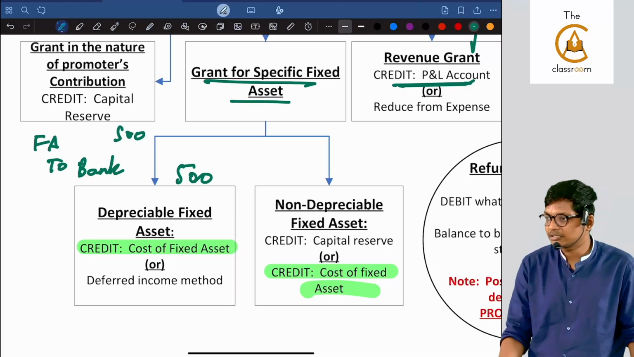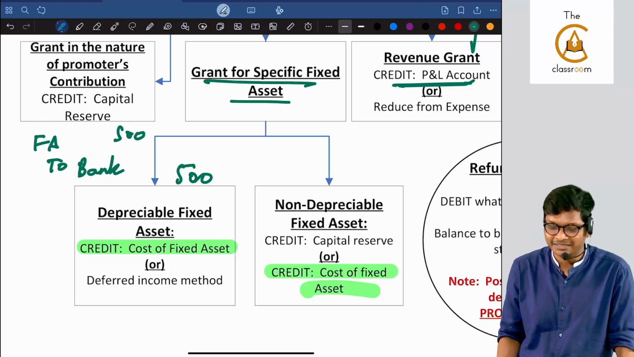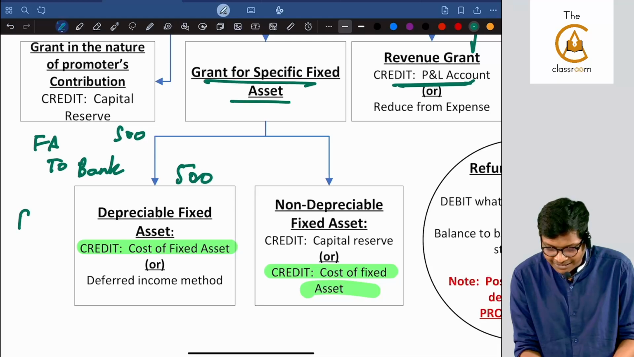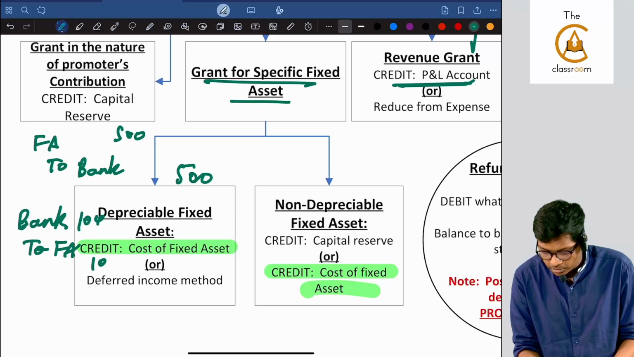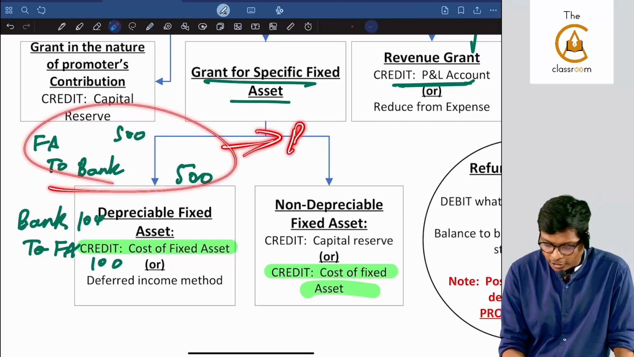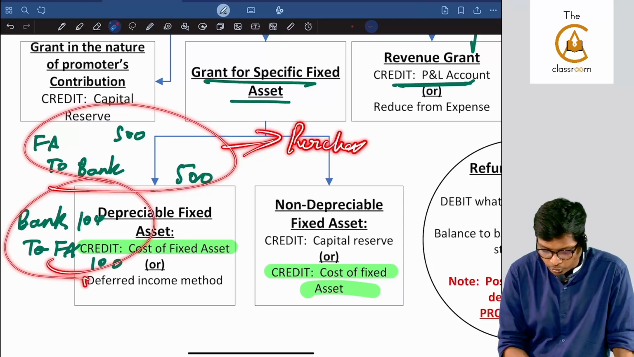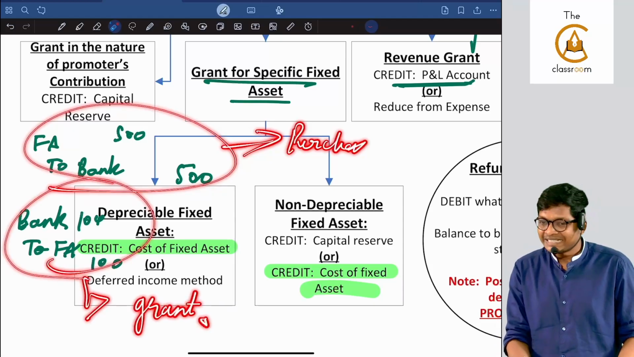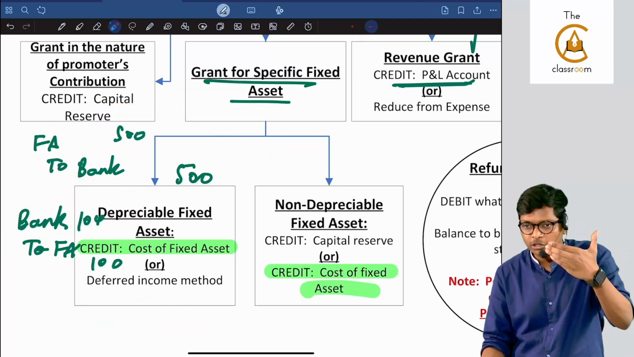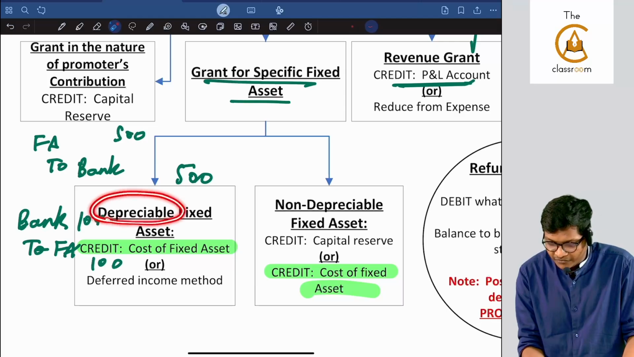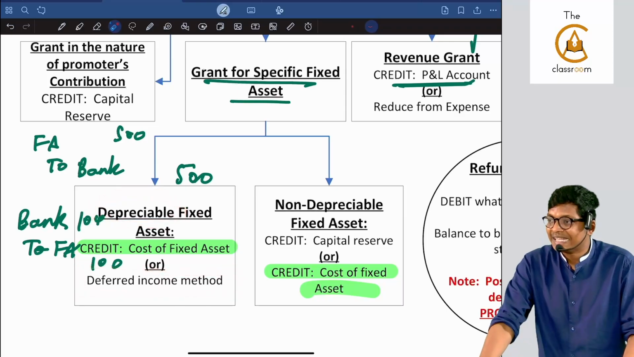Are you following, guys? When I say fixed asset, now I'm talking about PPE. Later I got reimbursement. Let's say I got 100. That time the entry will be bank to fixed asset 100. So this will be my entry on purchase, and this is going to be the entry on receipt of grant. Clear? Very straightforward and simple. Reduce the cost of asset. The second method, only in depreciable fixed asset, we have something called the deferred income method.